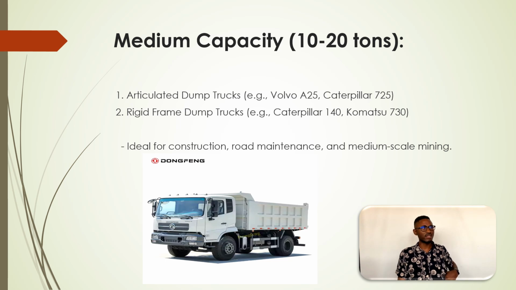We have medium capacity dumpers. These range between 10 to 20 tons. They can be used for agriculture, and they can be articulated dump trucks, e.g. Volvo 825, Caterpillar 725. Number 2, we have rigid frame dump trucks, e.g. Caterpillar 740, Komatsu 730. These are basically ideal for construction, road maintenance, and medium scale mining. As you will see in the attached photo below, this is how one of the dumpers looks like.